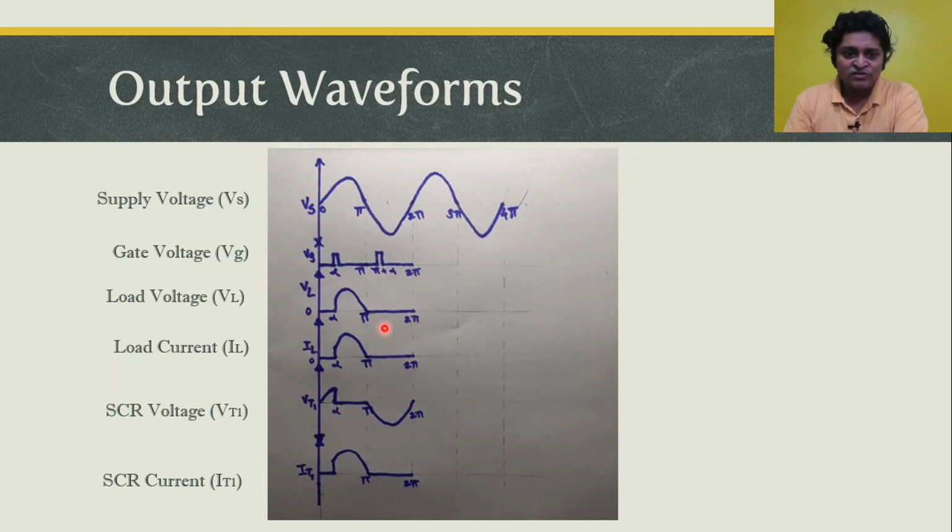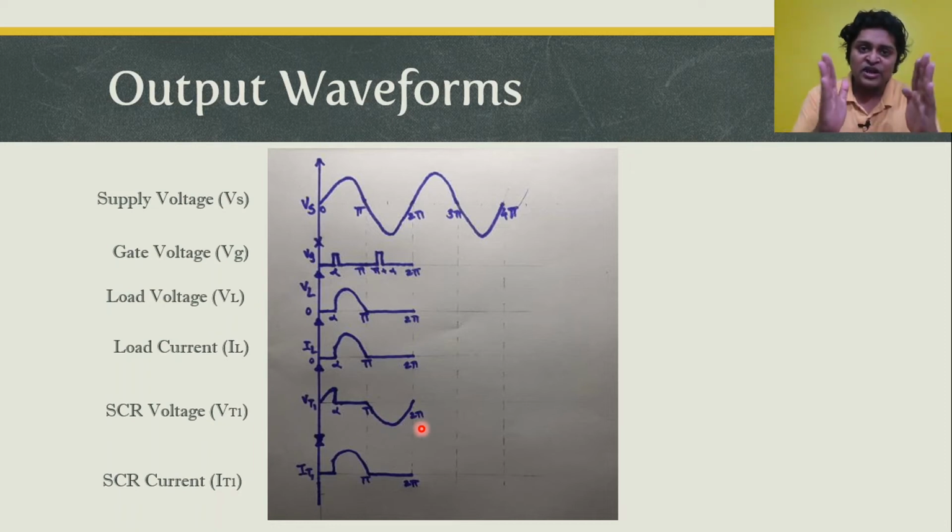So as the SCR is in reverse bias condition, it remains in off condition. As the SCR is in off condition, it maintains maximum voltage. It acts as an open circuit, and when it is acting as an open circuit, all the negative voltage will be developed across it. So we can clearly see from the waveform, all the negative voltage is available across the SCR. Even if a gate pulse is applied at the instant pi plus alpha, still the SCR is in off condition.